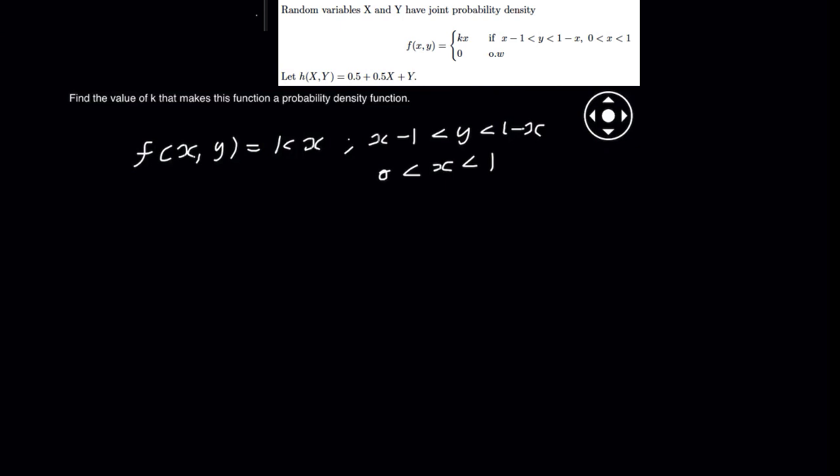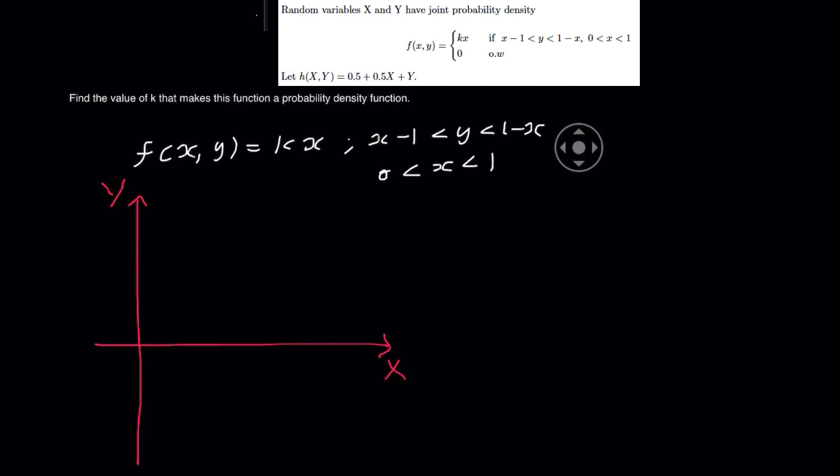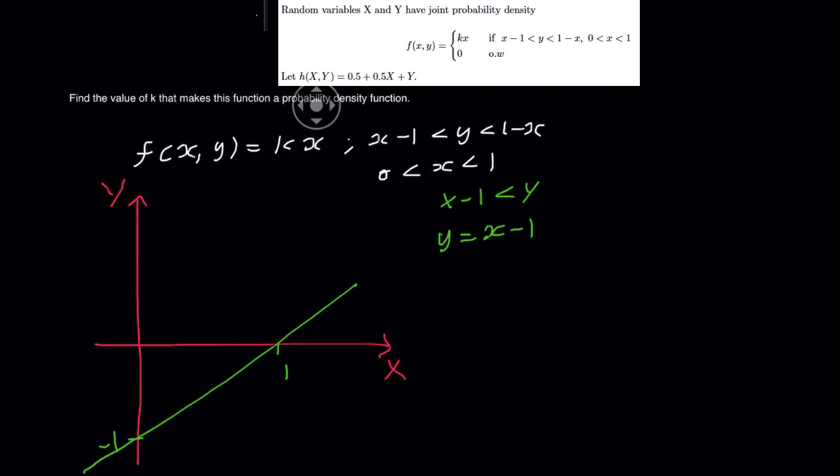Before I start this, I need to understand the region and how many inequalities we have. First one, x minus 1 less than y. So I will write this as an equation, y equals x minus 1. We can draw this equation in this coordinate system. This should be negative 1 and this should be 1. So this is the equation y equals x minus 1.